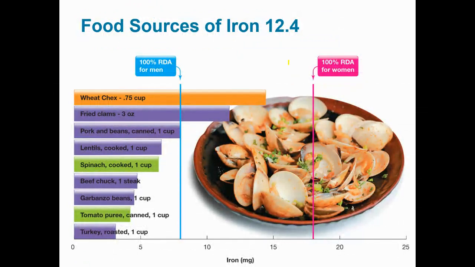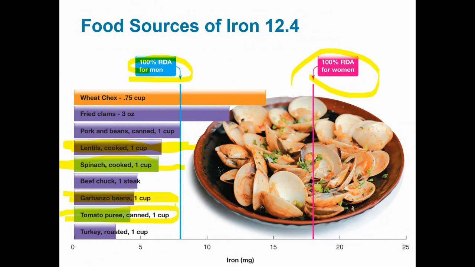Let me just go here real quick to give you the visual. So here's the RDA for males. Up here's the RDA for females. Let's take a look. So lentils, 1 cup of cooked lentils would just about meet the requirement for males. Spinach can be a good source of iron. Again, beans, this is tomato puree.